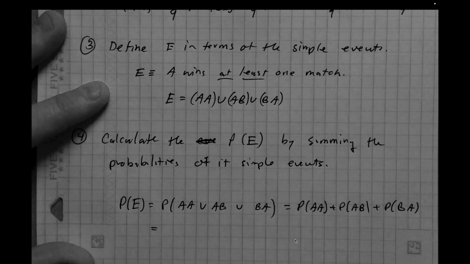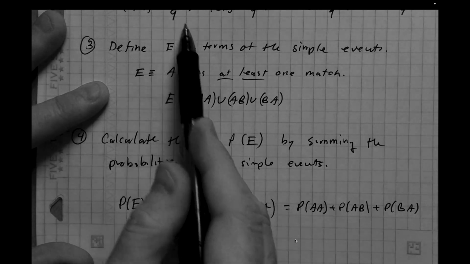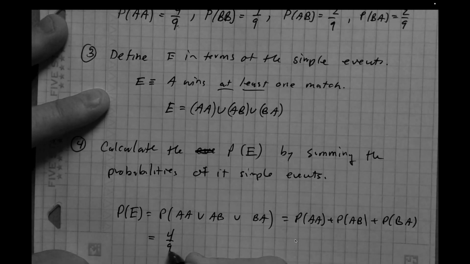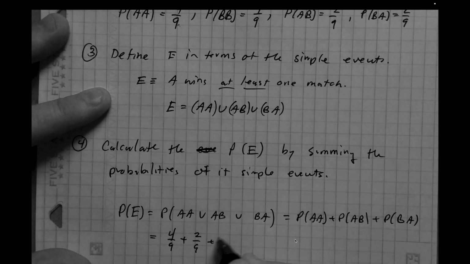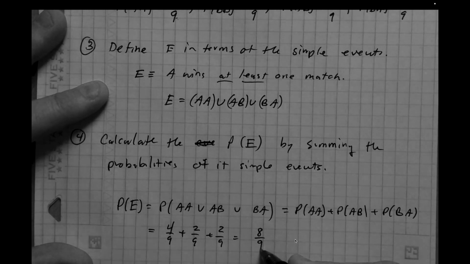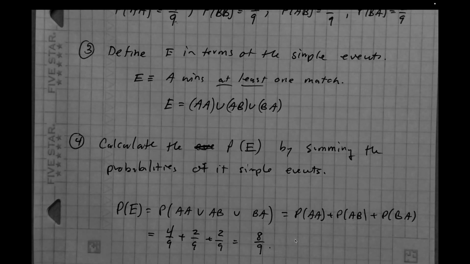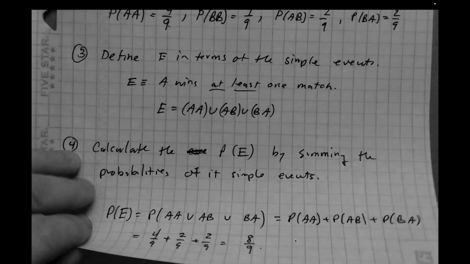And of course that's equal to what? AA is 4/9, as we see up here, and then the other two are 2/9 and 2/9. And so we can see that adding these up, we get 8/9. Right? So if A and B play 2 matches, the likelihood that A is going to win at least one of them is 8/9. So pretty certain, pretty atypical that A wouldn't win. Okay, very good.